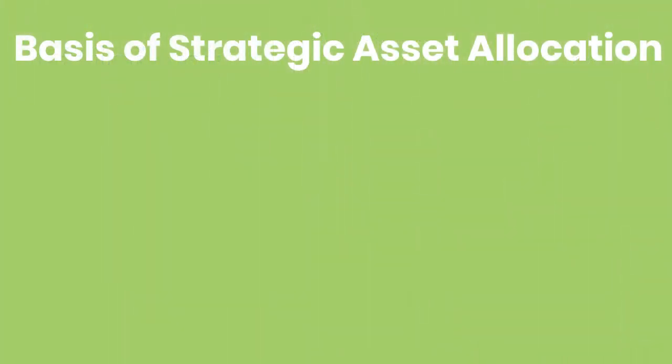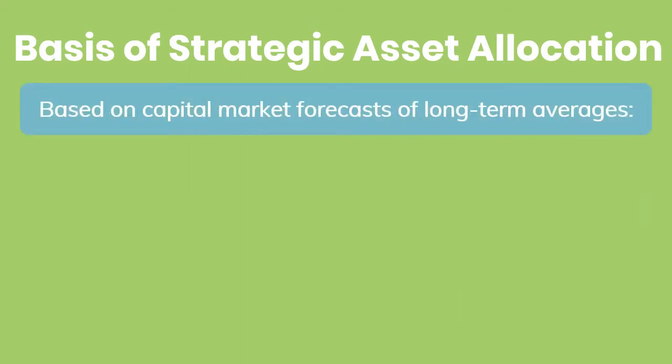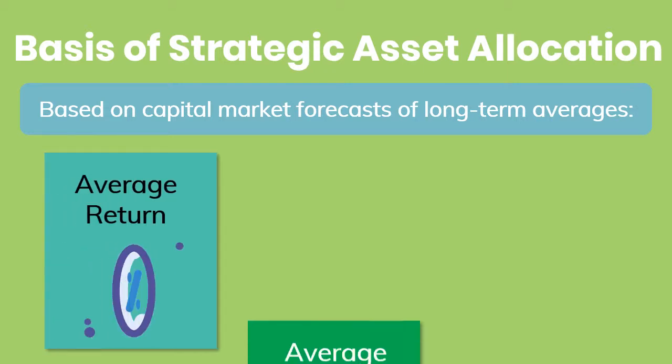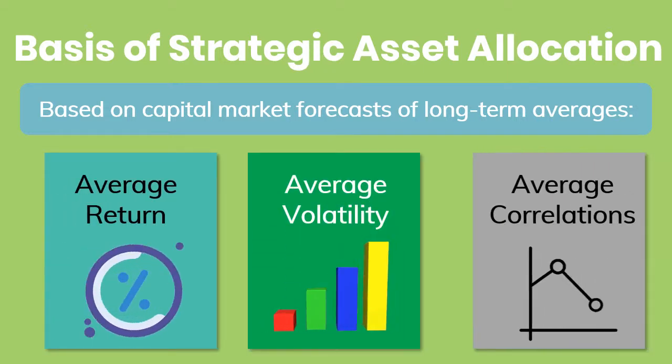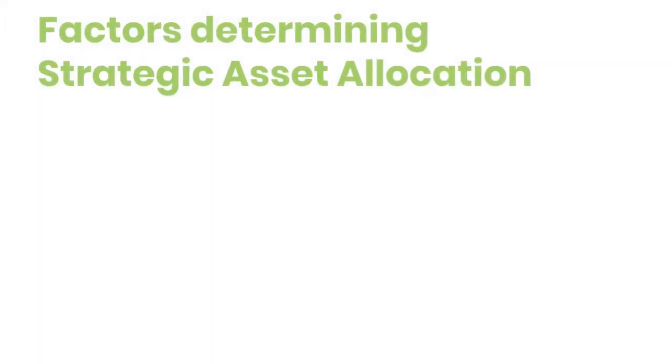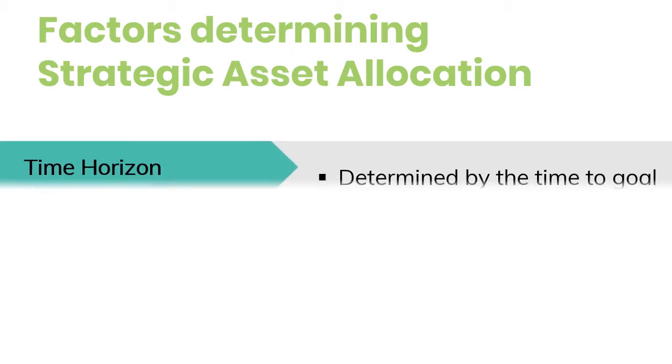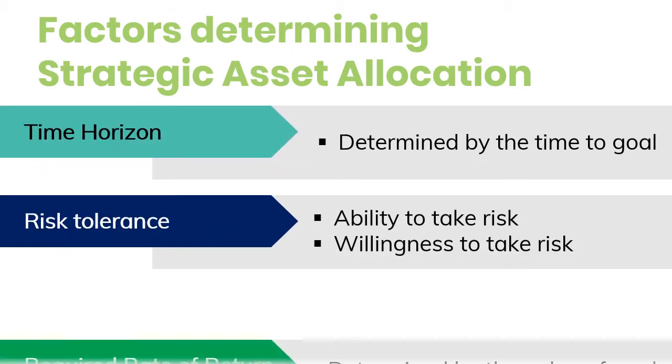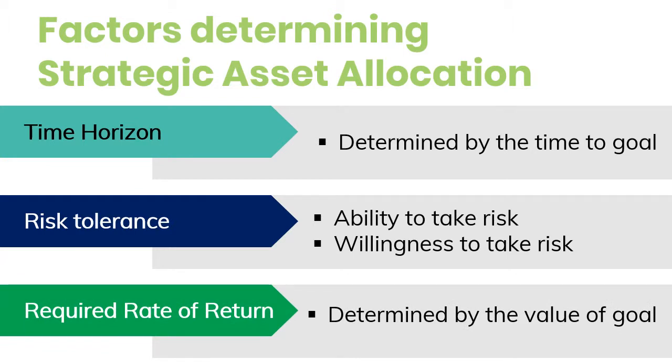The portfolios are anchored around strategic asset allocation, which is based on capital market forecasts of long-term averages: average return, average volatility, and average correlations. The allocation process starts with assessing the client's investing time frame, tolerance for risk, and required rate of return. The allocation is built to generate best possible returns at the given level of risk.